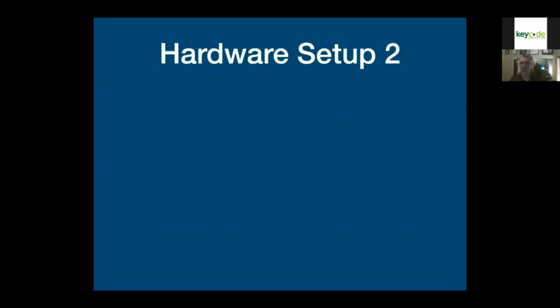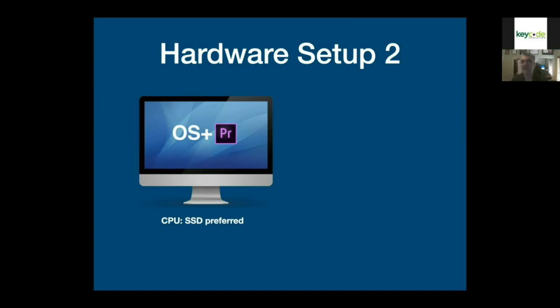Now, this is for working on your own and on desktop. If you are working in a facility, it's a similar setup, but a little bit different because you probably have shared storage. So again, you've got your computer in your bay that's running your OS and is running the Premiere Pro software. And again, you want to have the cache on a drive that is plugged directly into that machine. The cache should not be on shared storage.